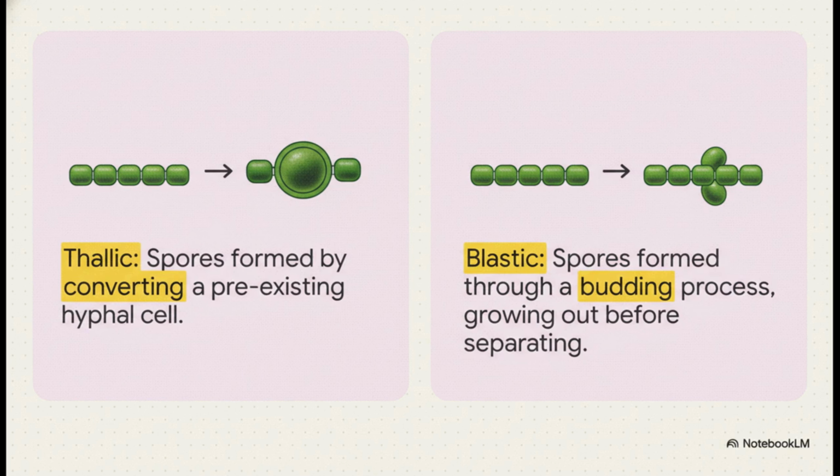And for those who want to get really granular with morphology, we can even look at how the asexual spores or conidia are formed. It's pretty cool. In thallic formation, an existing hyphal cell just kind of converts itself into a spore. But in blastic formation, a new spore actually buds off, growing out before it detaches. I mean, these subtle differences are absolutely key for making a precise microscopic ID.